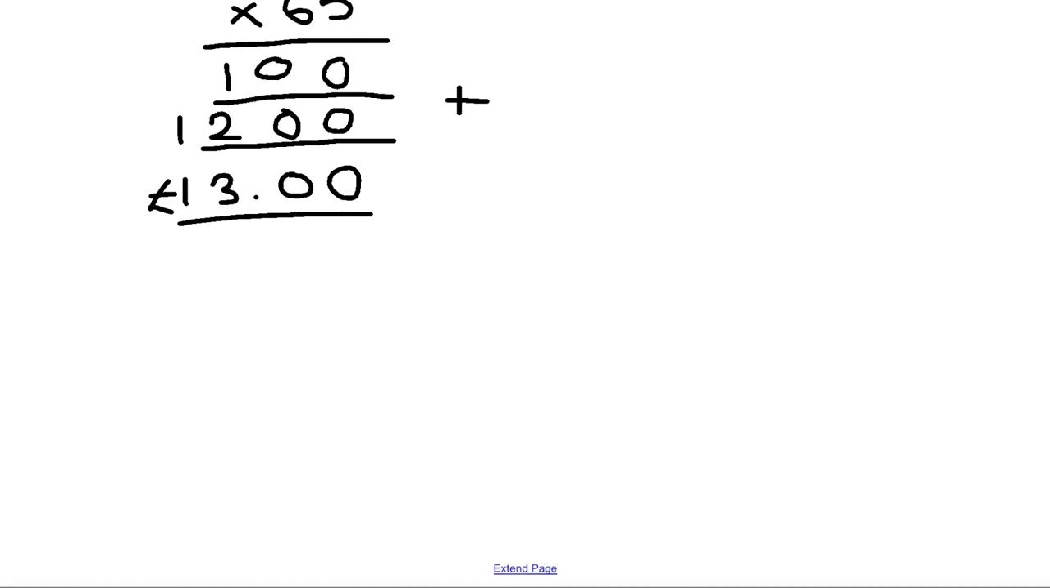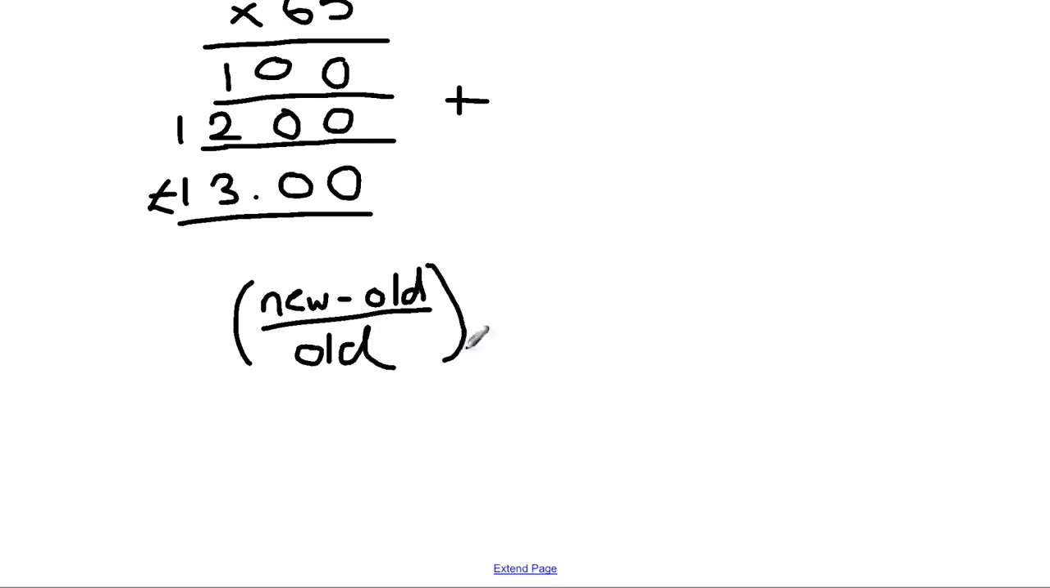To find the percentage profit, we're going to be using this general equation. Okay, so new minus the old divided by old, and then we're going to multiply it by 100.